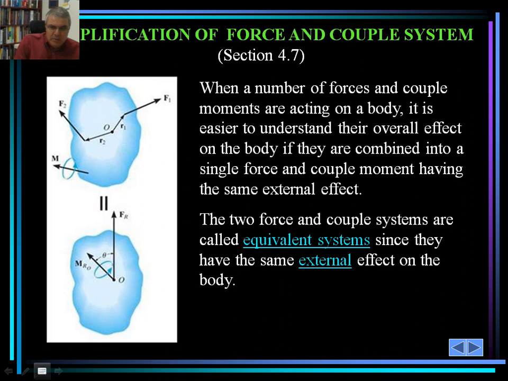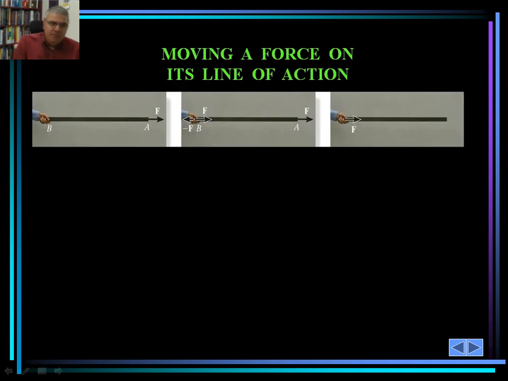So when a number of forces and couple moments are acting on a body, it is much easier to understand their overall effect if we can combine them into a much simpler form, maybe a force and a moment. That is possible by finding an equivalent system that has the same effect on the body itself.